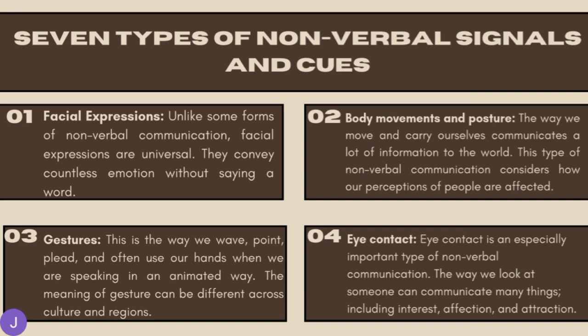Second is body movements and posture. The way we move and carry ourselves communicates a lot of information to the world. This type of nonverbal communication considers how our perceptions of people are affected by the way they sit, walk, stand up, or hold their head. This includes posture, bearing, stance, and subtle movements.